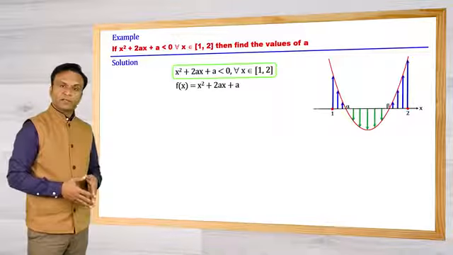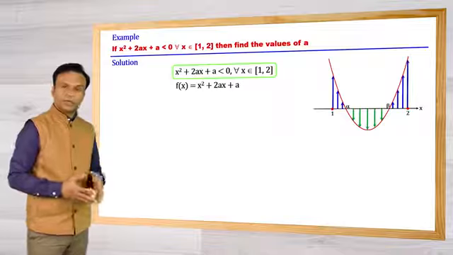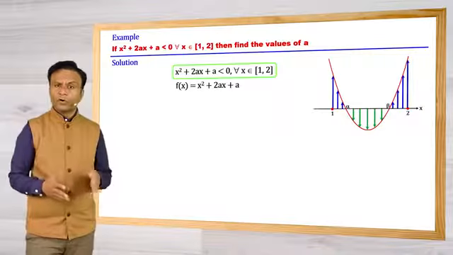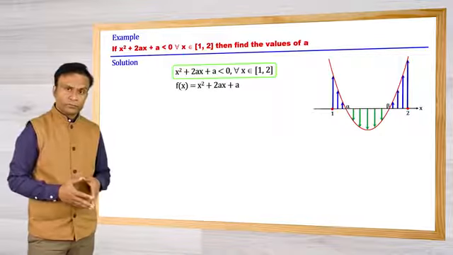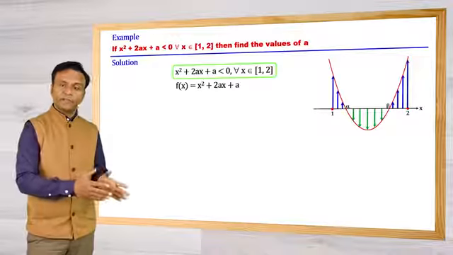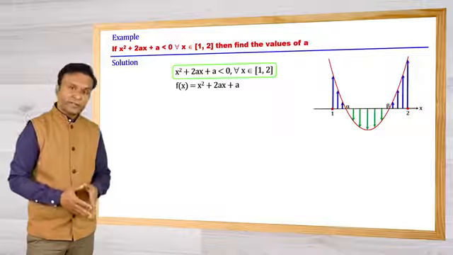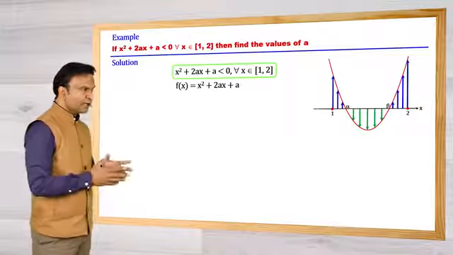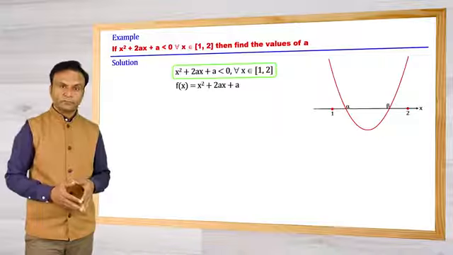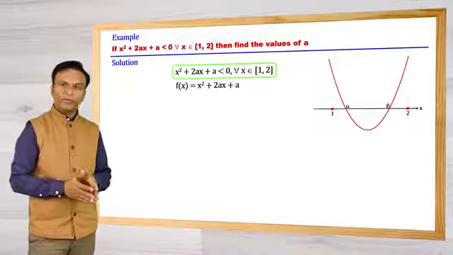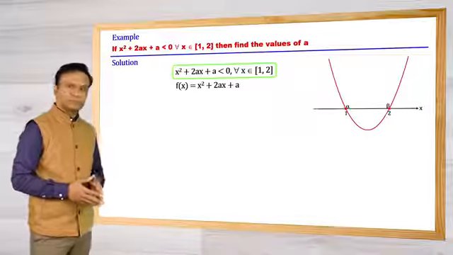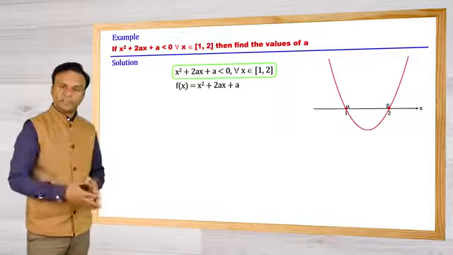So obviously these locations are not possible because we want the quadratic function to be negative for all x belongs to 1 to 2. But here for some values of x the function is positive and for some values of x the function is negative. So what we can do, we shift 1 and 2 towards the roots. Let's put 1 and 2 on the roots. That means alpha is equal to 1 and beta is equal to 2. Again the question is, is this possible?